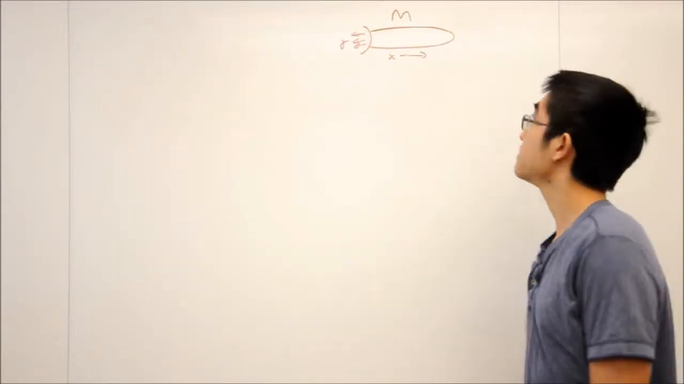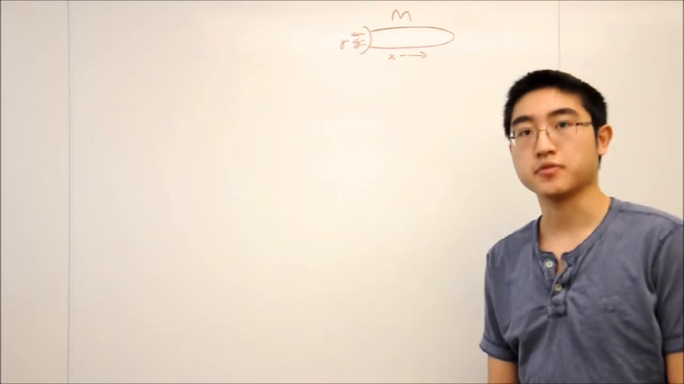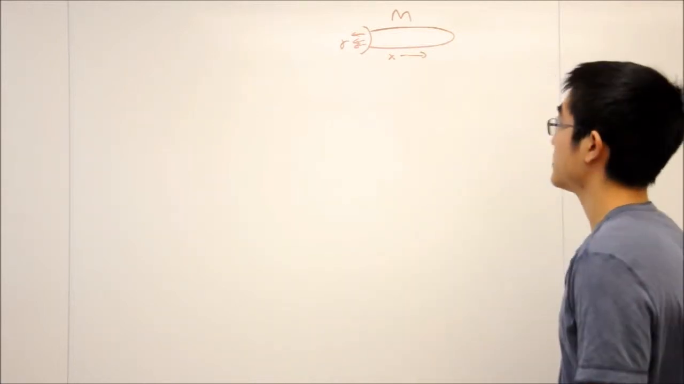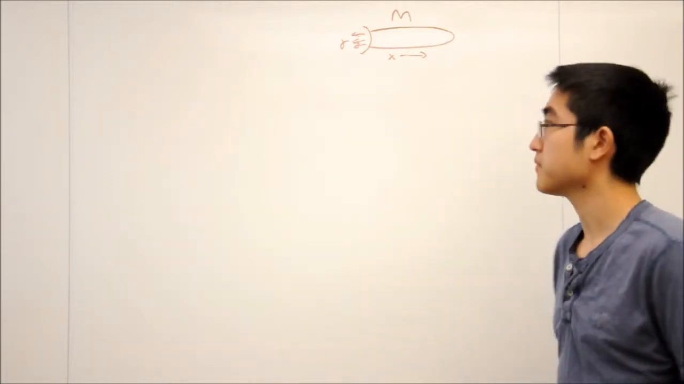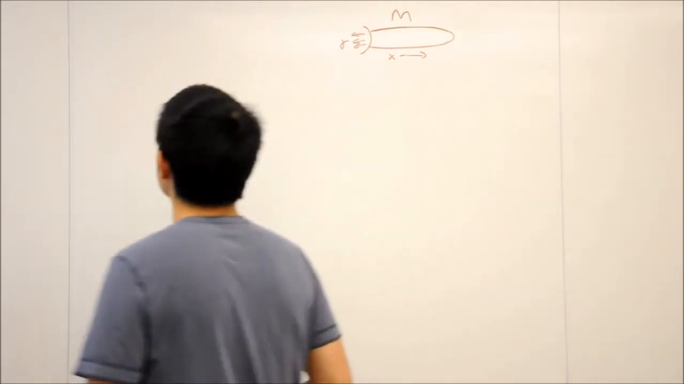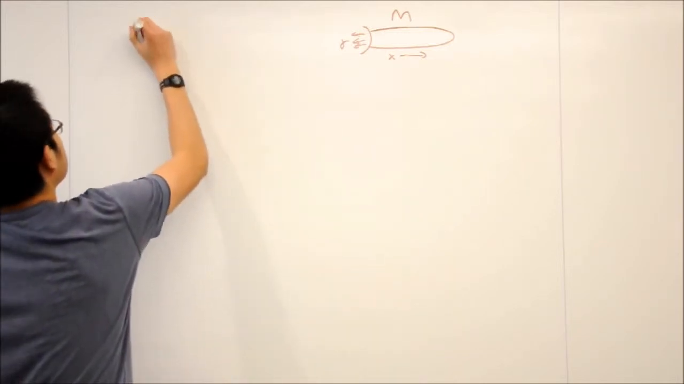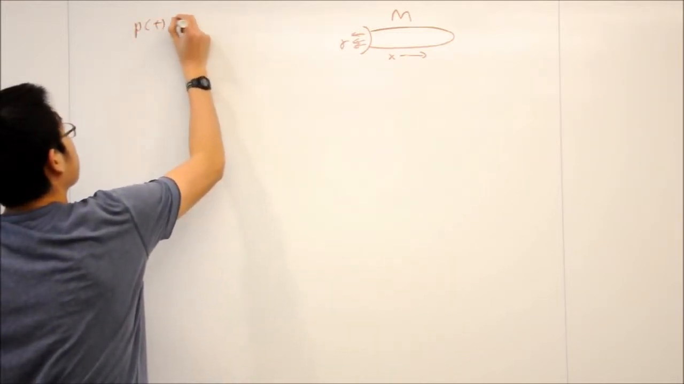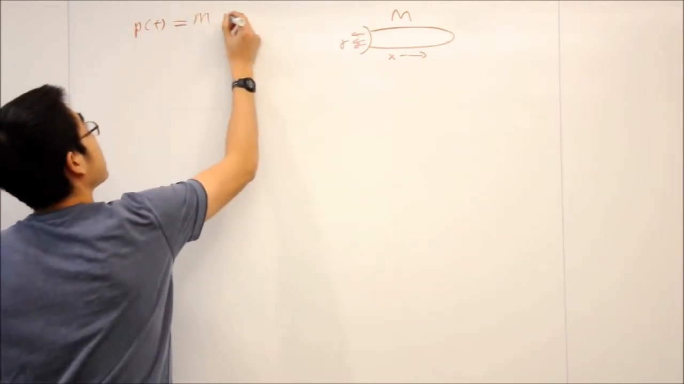Alright, so let's begin by noting that the rocket and the photons form an isolated system. So the momentum of the system of the rocket and photons is conserved. Now let the speed of the rocket be v at time t. That means that the momentum of the rocket at time t is just its mass, which is big M, times v.